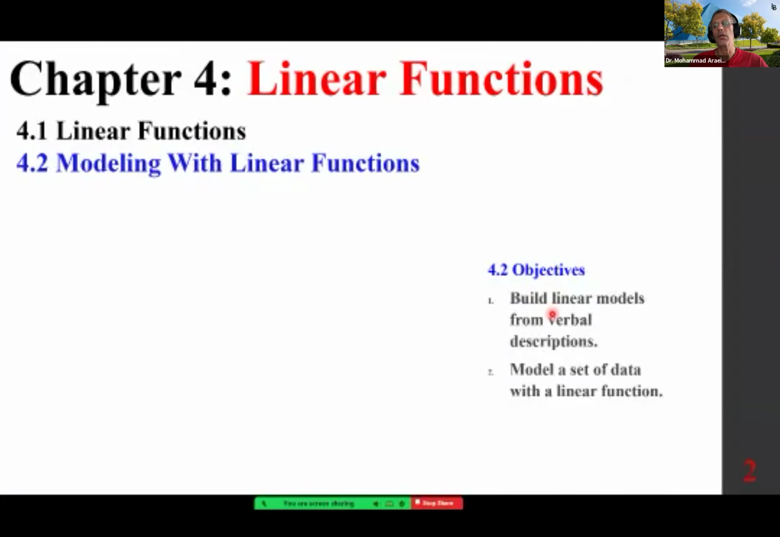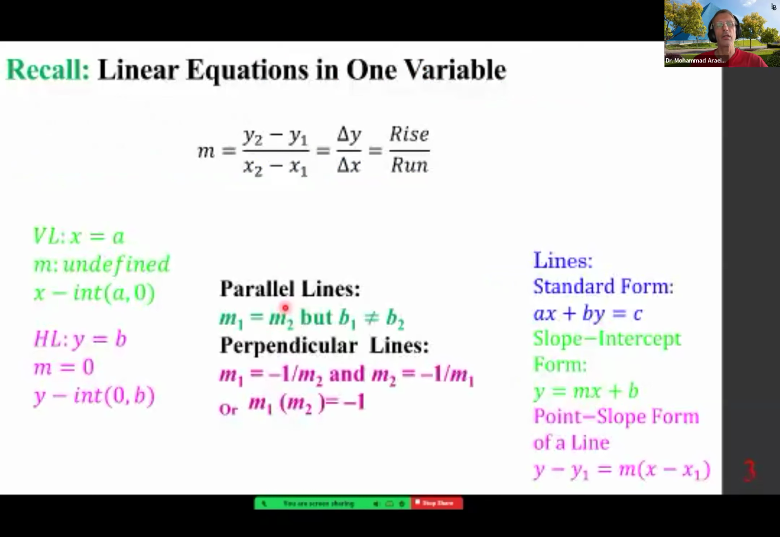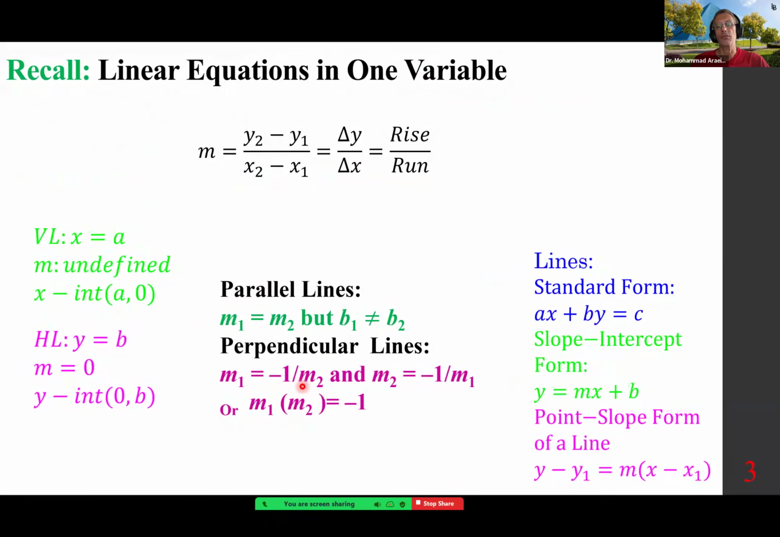The objectives are to build linear models from verbal descriptions and model a set of data with a linear function. And we need to know the following: the slope, rise over run, y sub 2 minus y sub 1 over x sub 2 minus x sub 1. A vertical line x equals a has an undefined slope, with x-intercept at (a, 0). A horizontal line y equals b has slope m equal to 0, with y-intercept at (0, b). Parallel lines have equal slopes and different y-intercepts. For perpendicular lines, the slopes are negative reciprocals of each other.